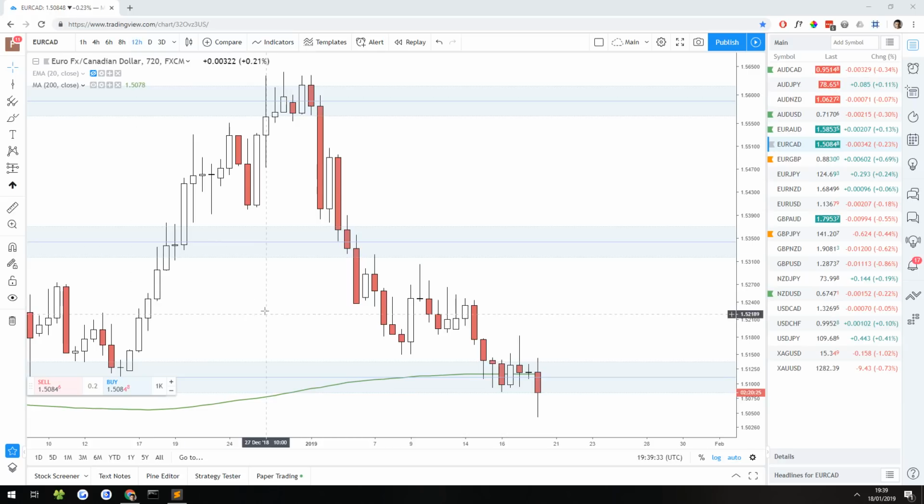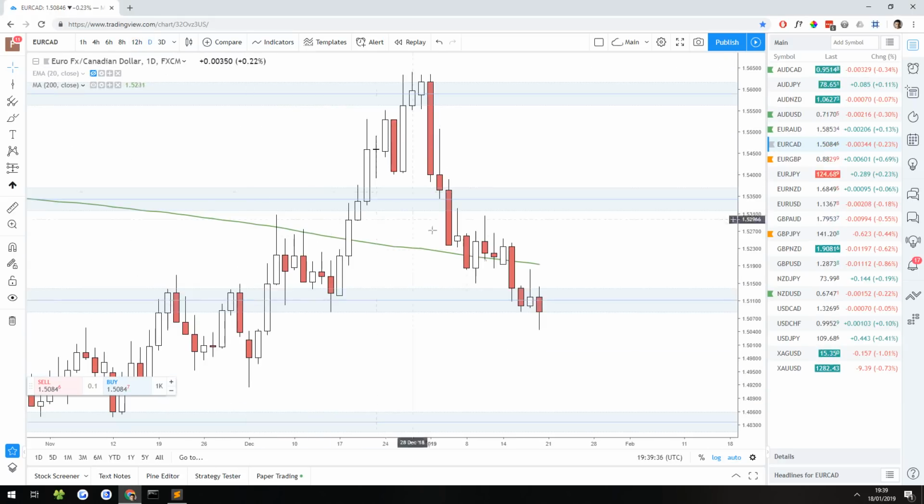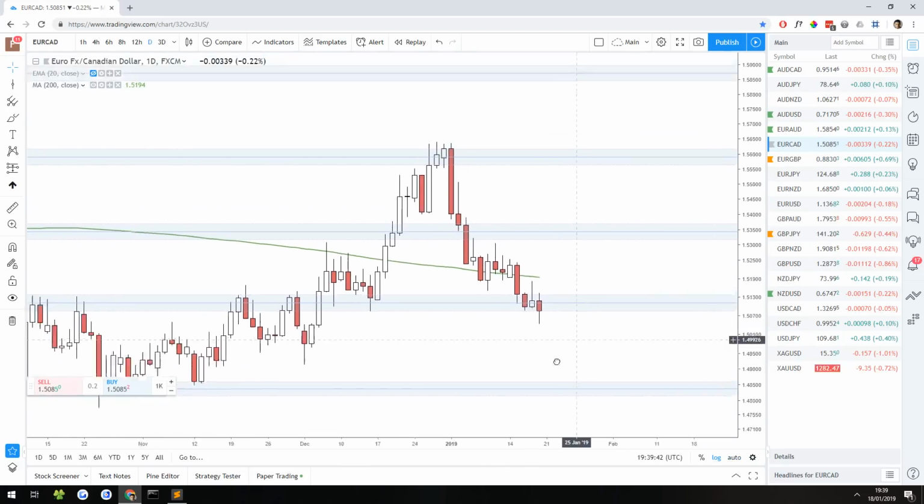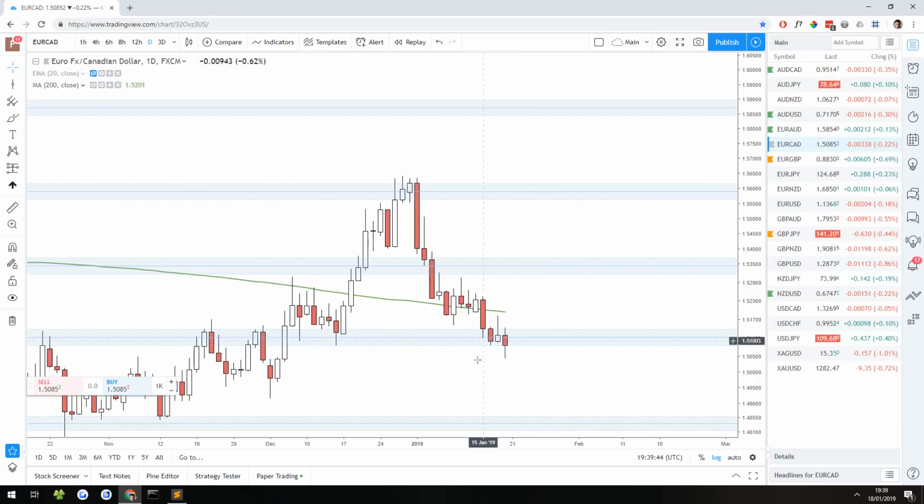You're on the 12-hour. What's the best solution? Jump up a time frame. That's going to condense things, and things are going to look a little bit clearer, a little bit better, and you might be able to catch a trade there.